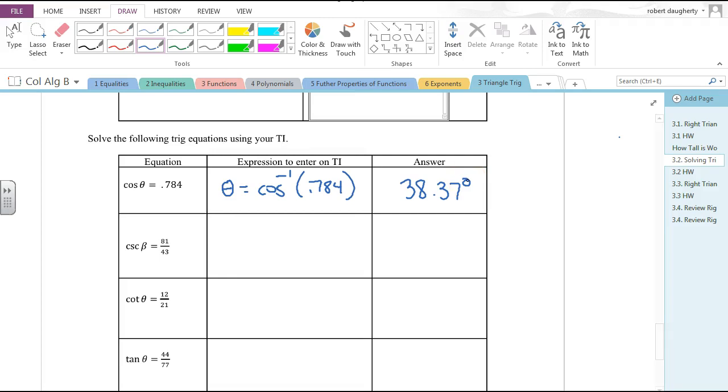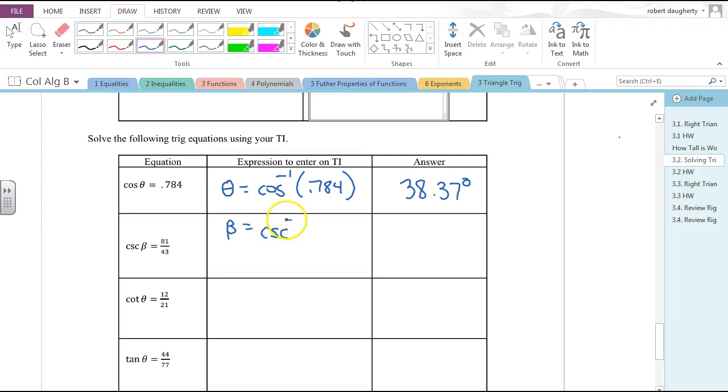Cosecant of beta is 81/43. To solve this for beta, I'm going to need the inverse what? Come on guys, what function? Inverse cosecant. This is the cosecant. To solve for this angle, I need the inverse cosecant.